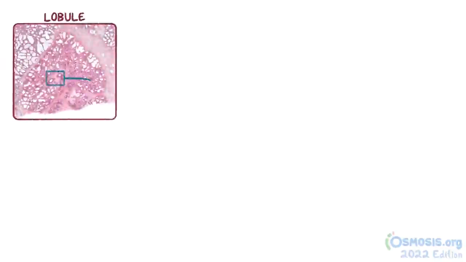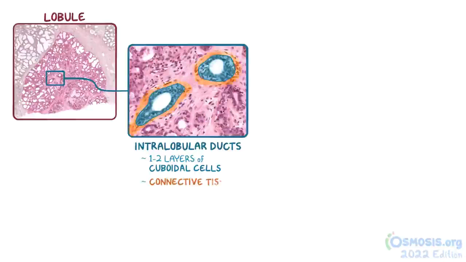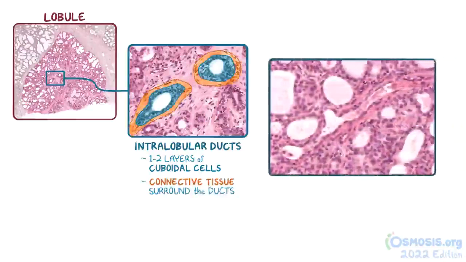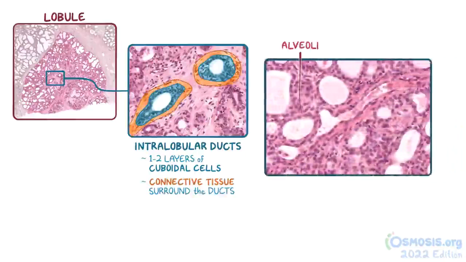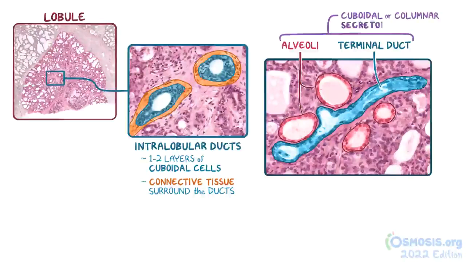If we take a closer look at one of the lobules, we can see some of the smaller intralobular ducts that are typically lined with 1 to 2 layers of cuboidal cells that also have a thin layer of connective tissue that surrounds the ducts. In this image of a different lobule, we can see a good example of a few alveoli and a longitudinal cross-section of the terminal duct that's responsible for draining the milk produced by these alveoli. Both the terminal ducts as well as the alveoli are lined with either cuboidal or columnar secretory cells.